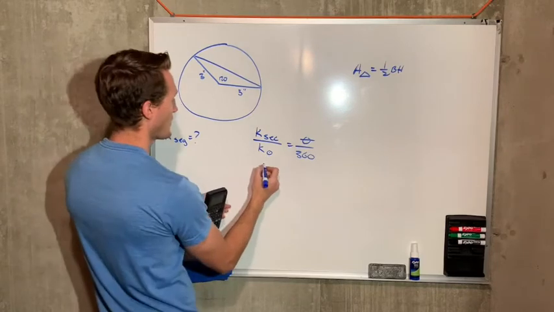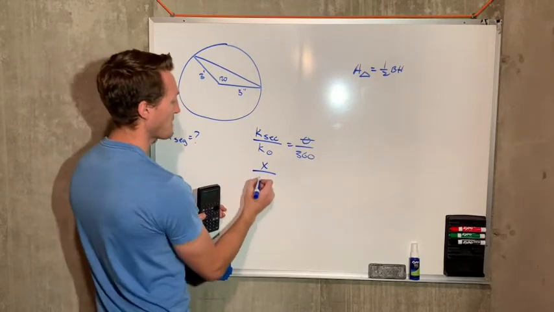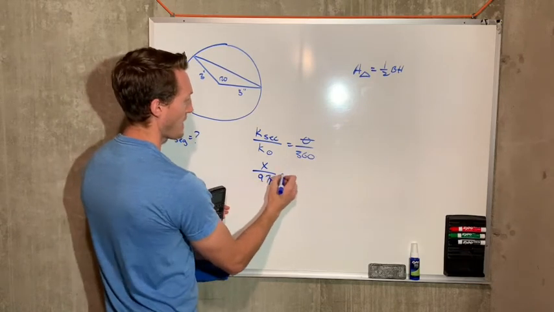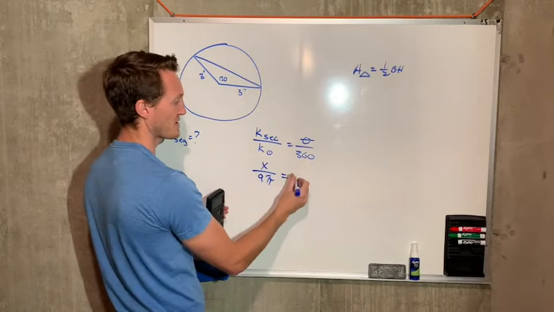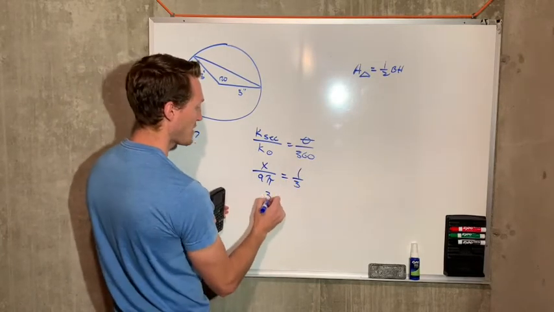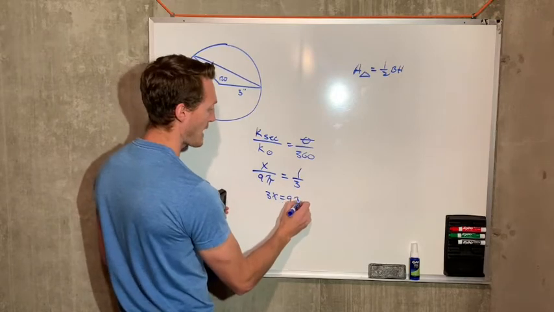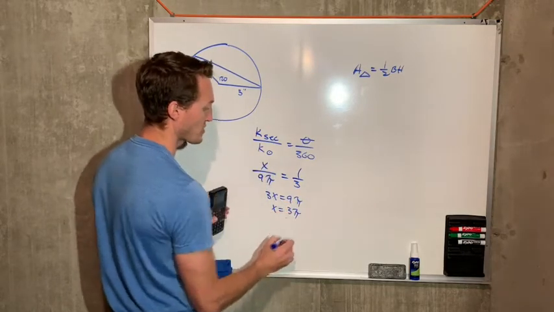So here's what we'll do. We're going to say x over the area of the whole circle. Well, radius is 3, so that's 9 pi, all right? Equals, and then it's going to be 120 over 360. Now, 120 over 360, that just reduces to 1/3. So now we're going to go ahead and cross multiply. 3x equals 9 pi. And x, or the area of the sector, equals 3 pi.